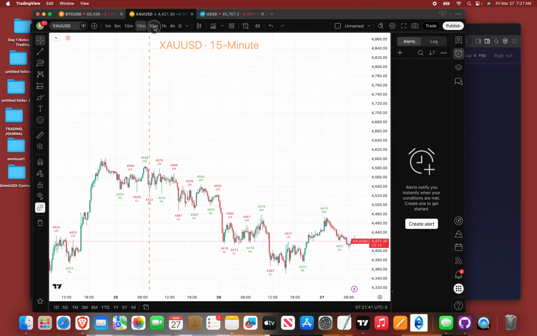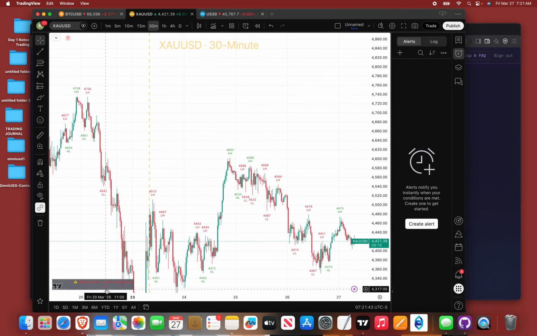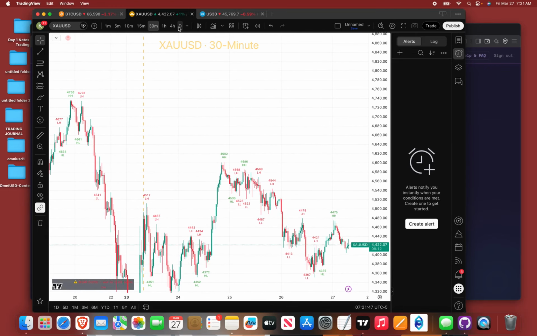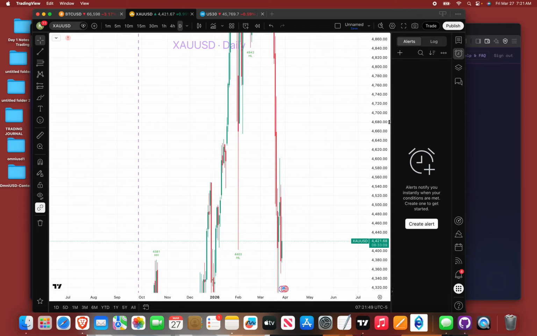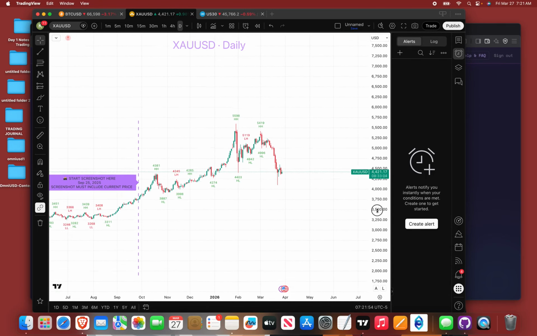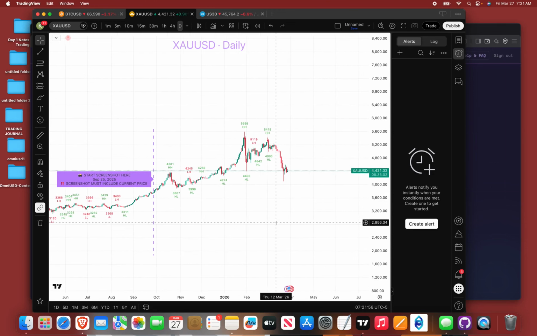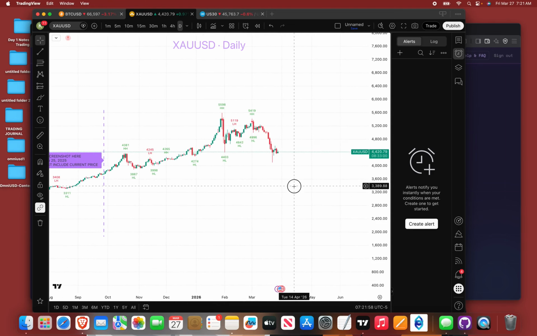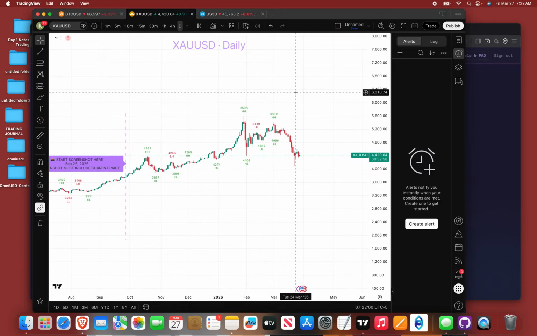And on the 30-minute chart, it tells you how strong the candle is as well, because we need all of that, right? So let's go to the daily chart. You want to fix this a little bit, bring it out a little bit. Boom. You want to get this right here.